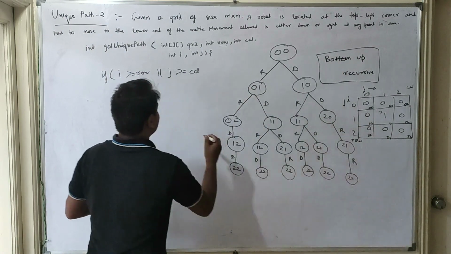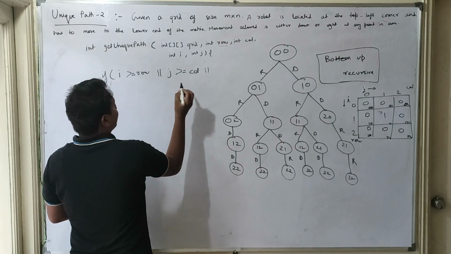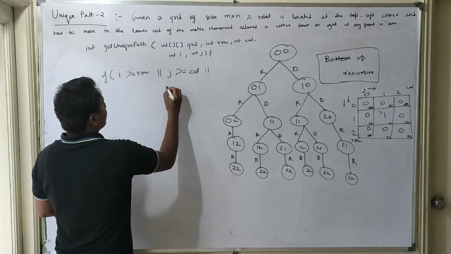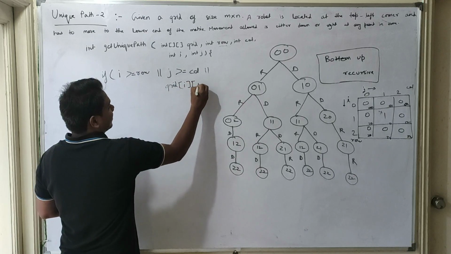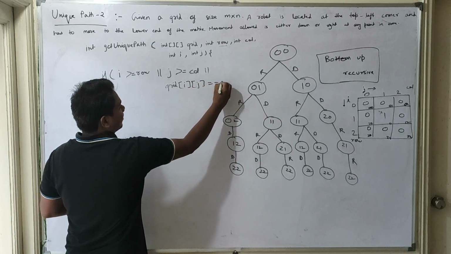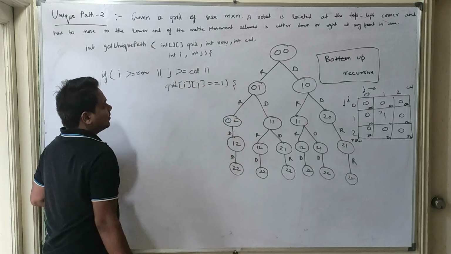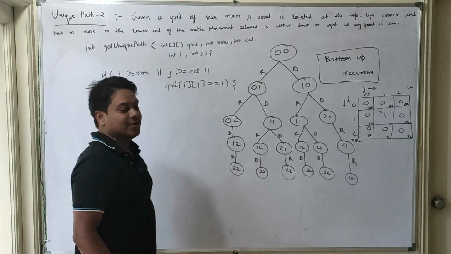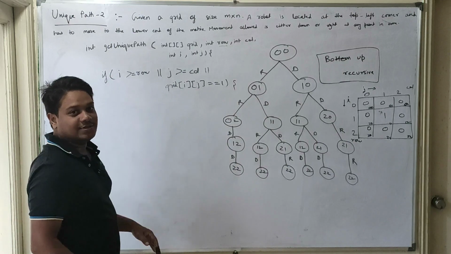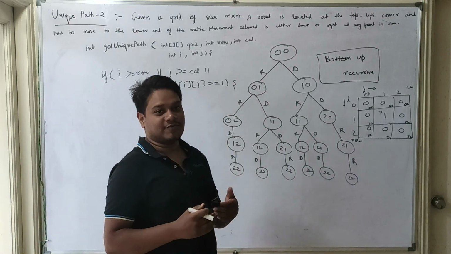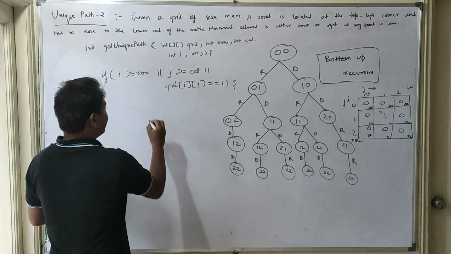Or grid of i and j is equal to 1. These are the boundary conditions. So if any of these conditions are satisfied, then that will not be the part of our solution. So we will return 0 in that case.